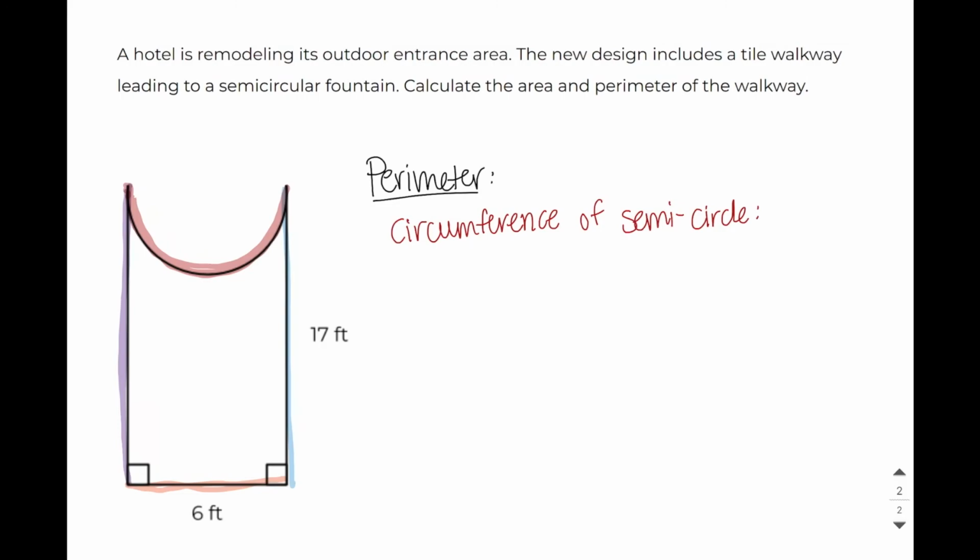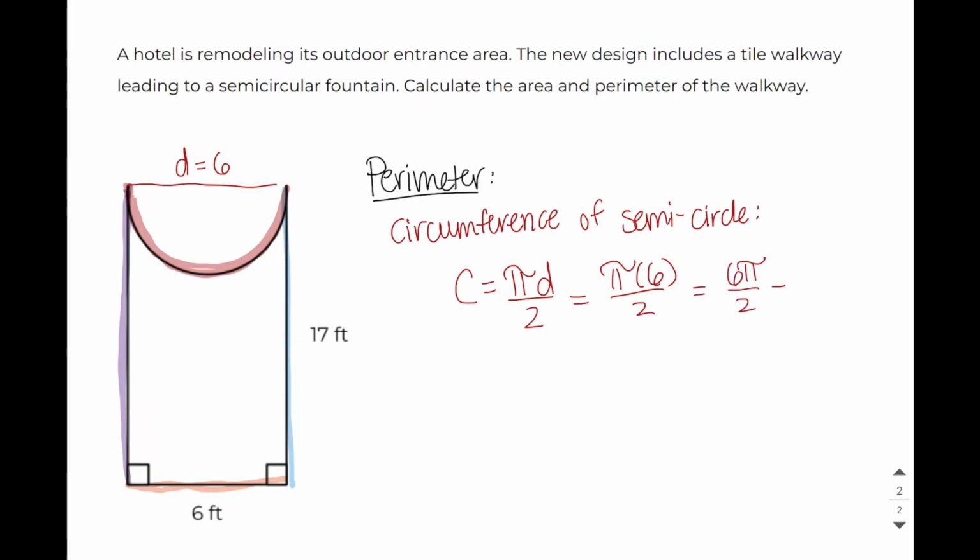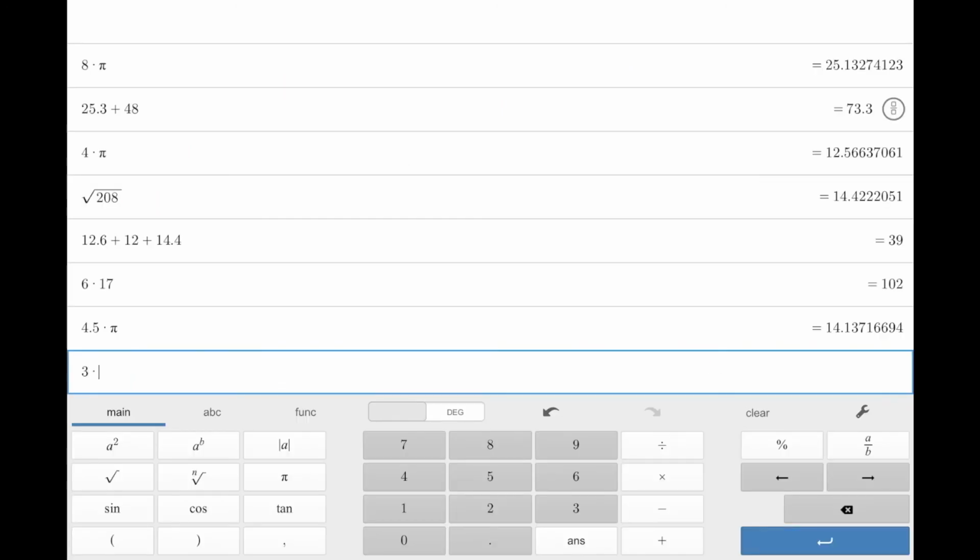Well, we know that the circumference formula is pi times the diameter, but because it's a semicircle, we just divide it by 2. And here we know that our diameter is equal to 6 feet. So I'm going to say pi times 6 divided by 2. Or I could just say 6 pi divided by 2, which is 3 pi. So let's type this into our calculator to see what we get approximately. And we get approximately 9 feet.